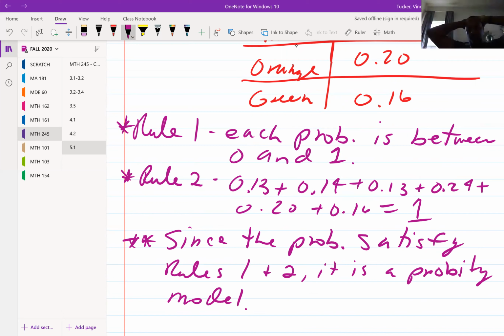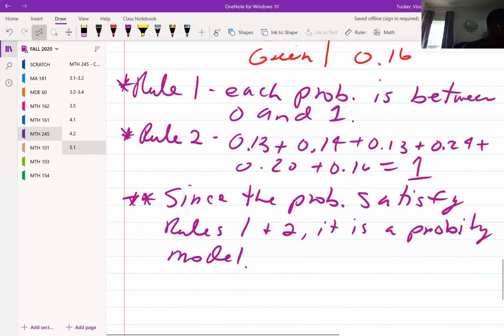All right, so since the probabilities satisfy rules 1 and 2, it is a probability model. So remember rules 1 and 2. Rule 1 is that each probability is between 0 and 1. And then rule 2, do all of them add up to give you 1? The answer was yes for both of these.